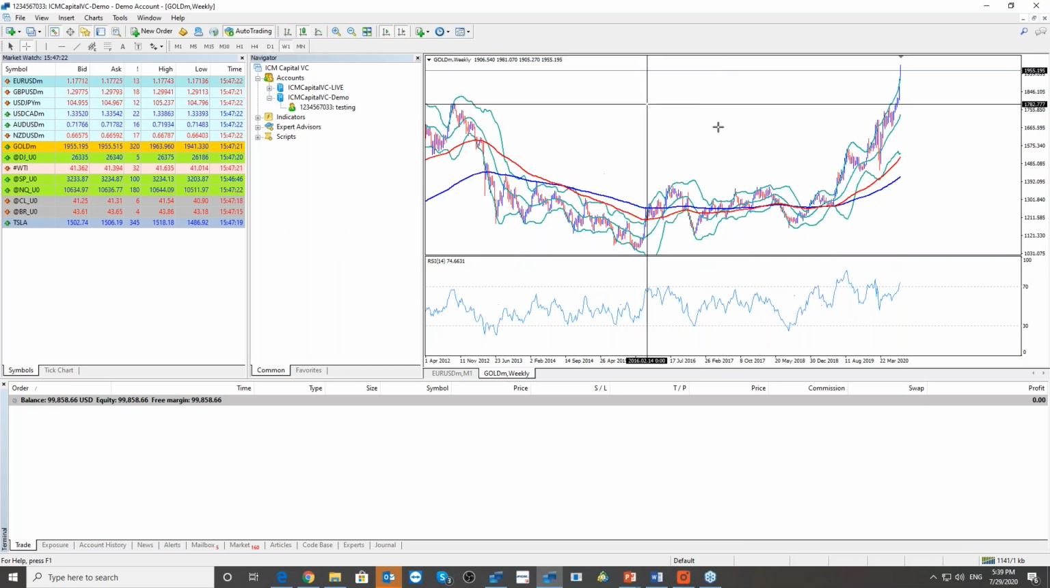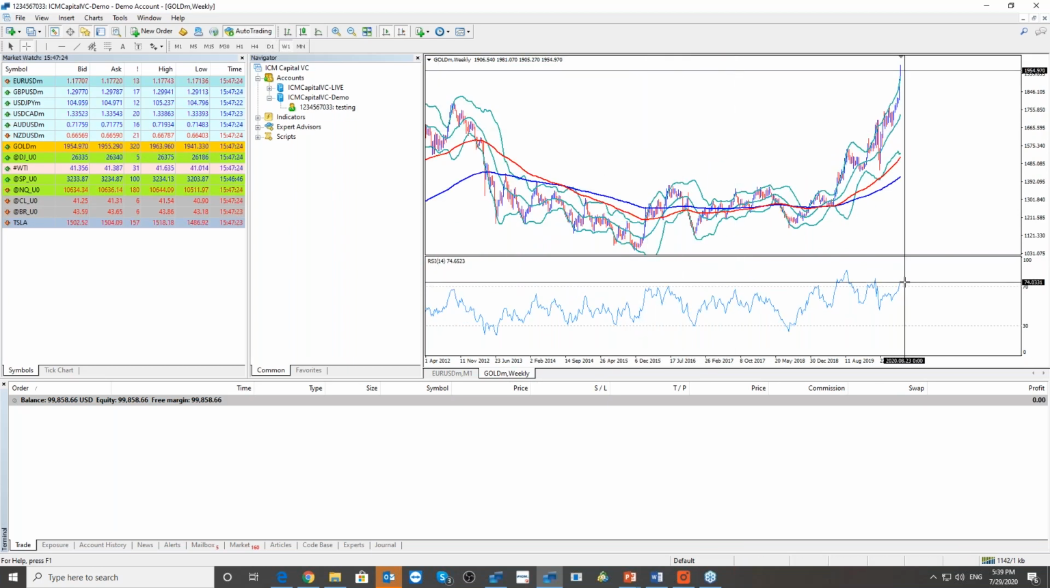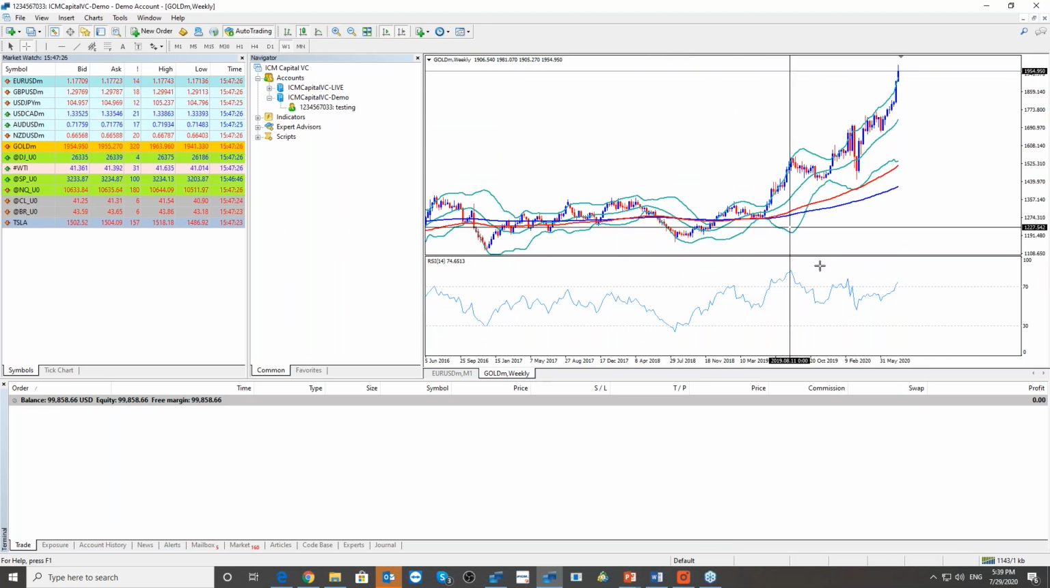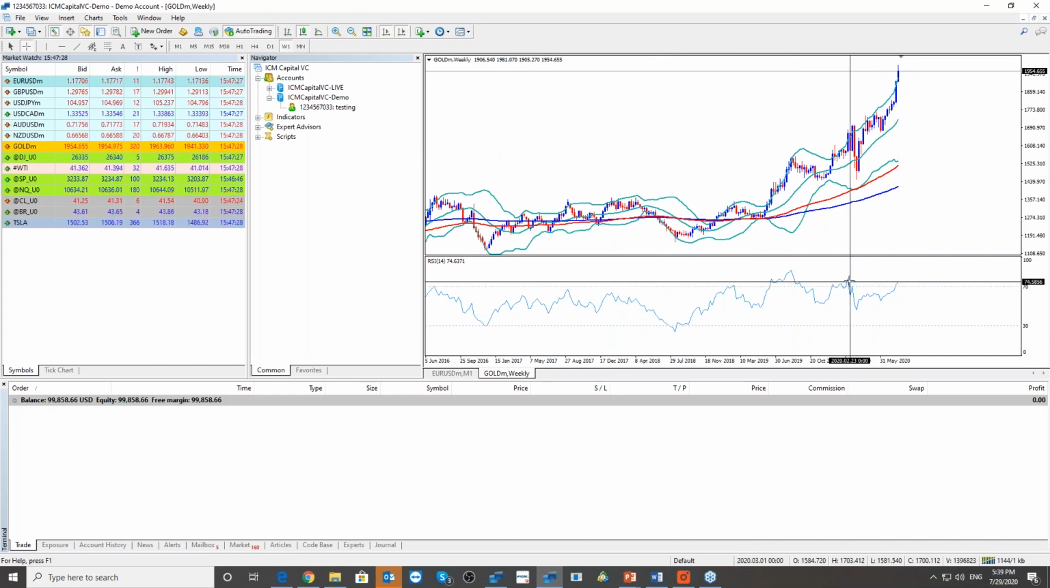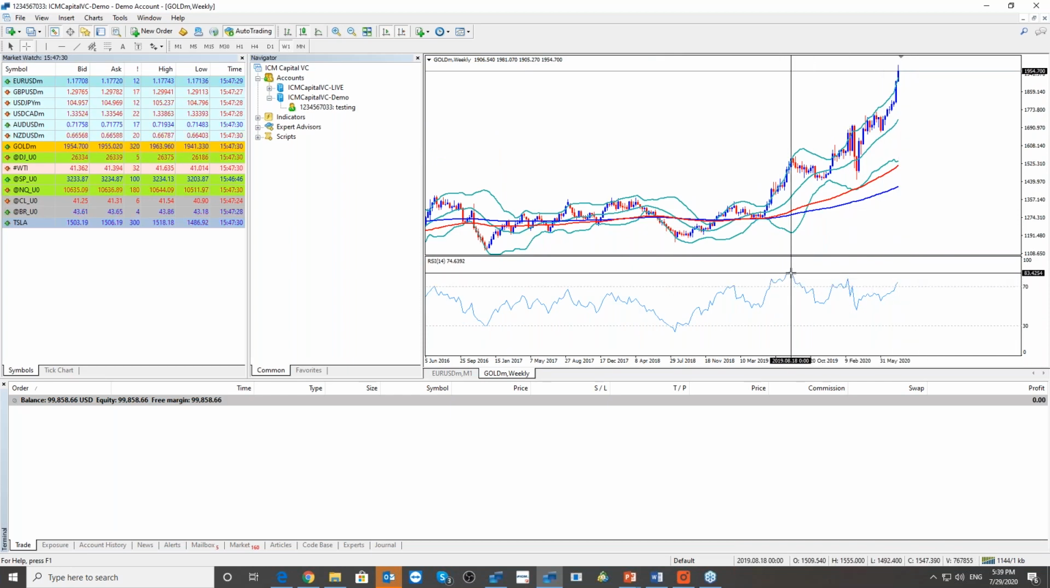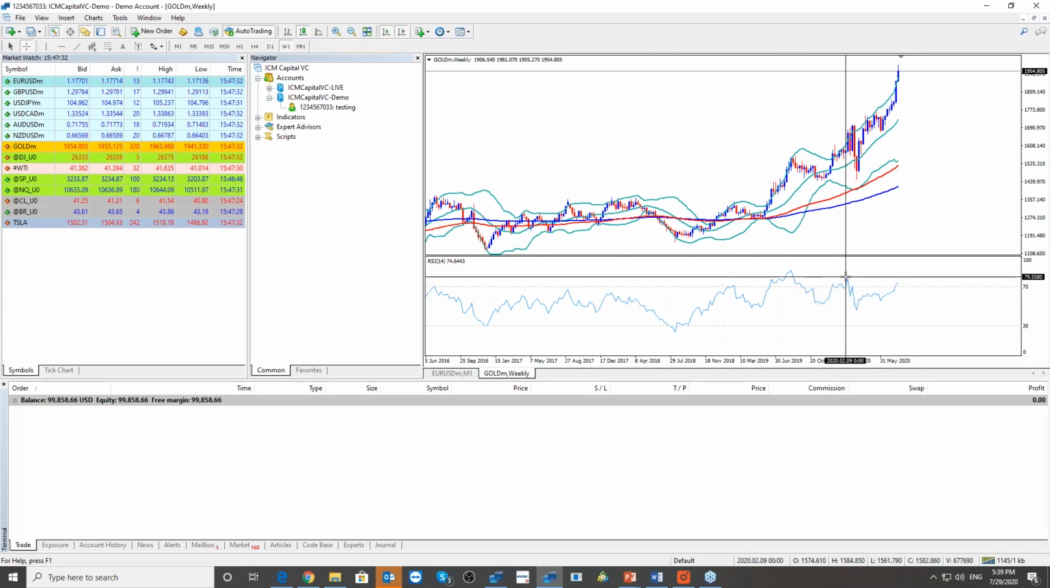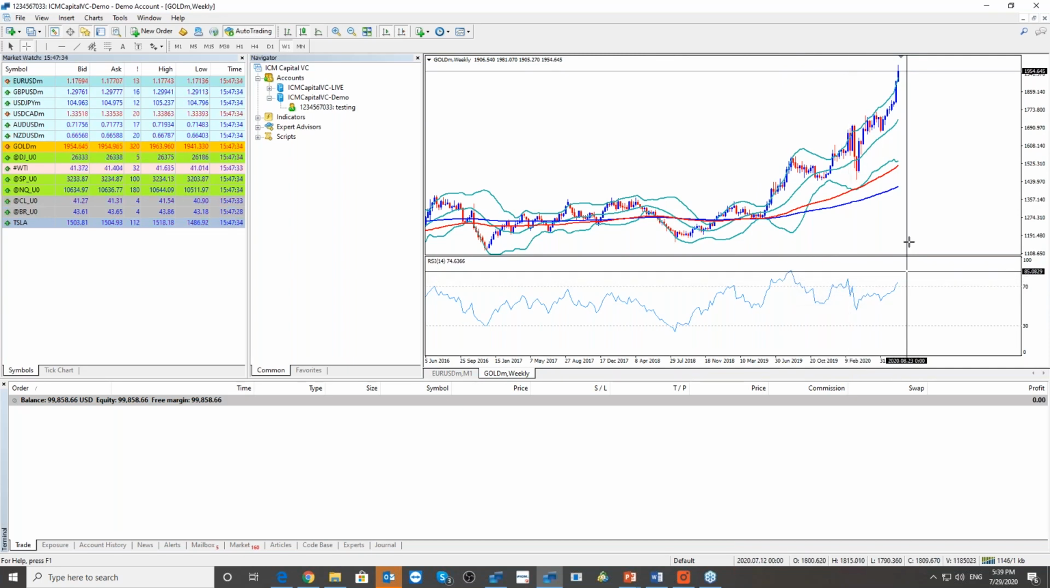If we go to the weekly chart, you can see that the RSI is still low relative to the previous two peaks in August and in February. So definitely, when the market is trending, you shouldn't rely on oscillators to pick tops. Be cautious if you are using oscillators to pick the top in gold prices.